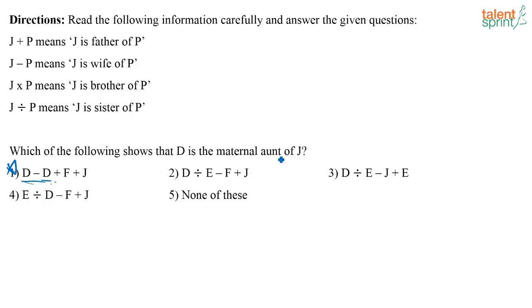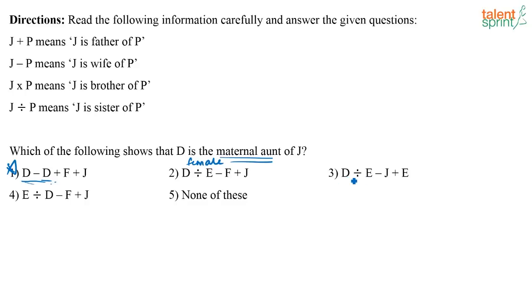Now, D is the maternal aunt of J. That means D has to be a female. So D has to be a female. Let us see in which of these options D is a female. See here, the second option says D divided by E. That means D is the sister of E. So here in this option D is a female. Okay, so we can consider this option.